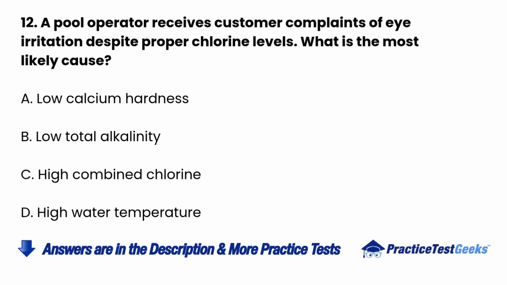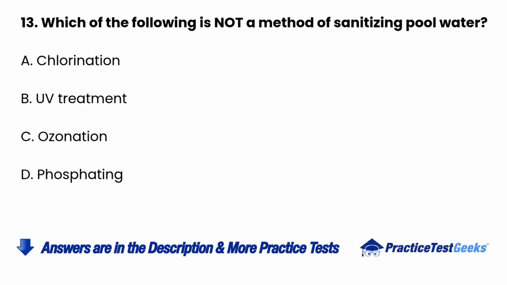12. A pool operator receives customer complaints of eye irritation despite proper chlorine levels. What is the most likely cause? A. Low calcium hardness. B. Low total alkalinity. C. High combined chlorine. D. High water temperature.